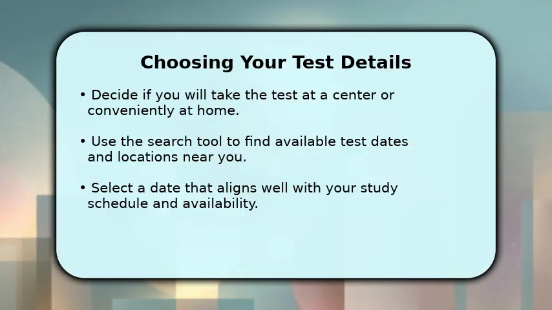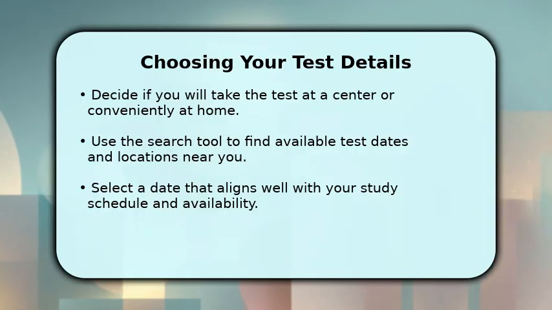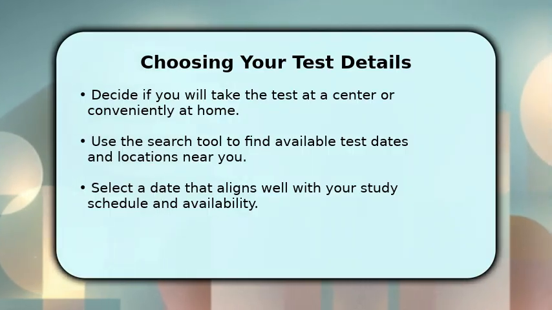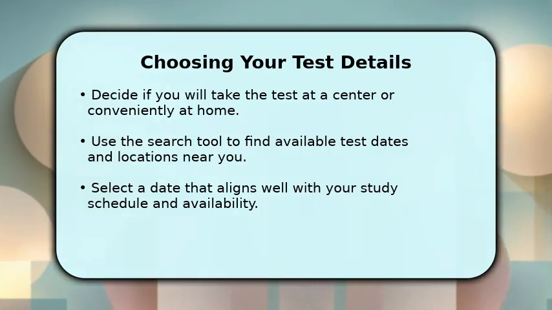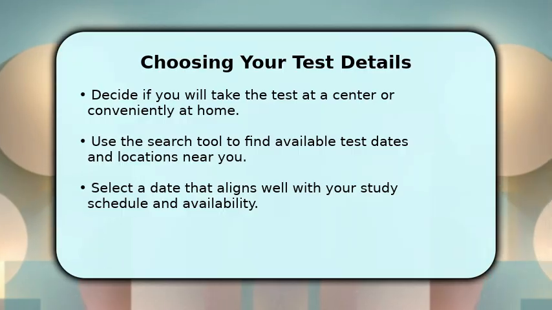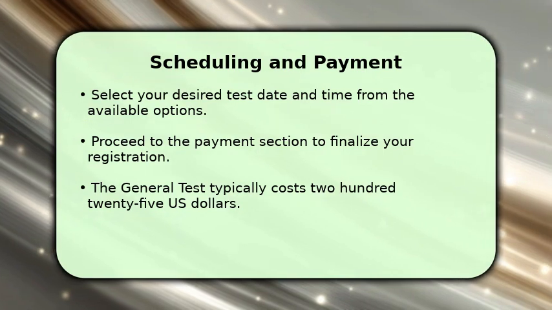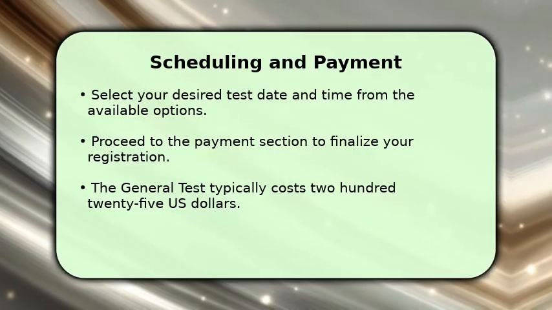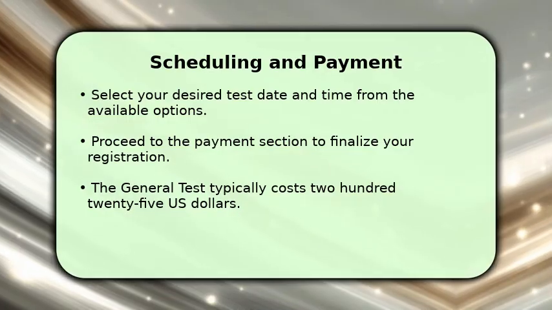Utilize the search tool on the ETS website to explore available test dates and locations that are convenient for you. When making your selection, consider your study plan and personal availability to ensure you choose the best possible date. Once you have identified a suitable date and location, you will select your specific test time slot from the available options. After confirming your choice, you will move to the payment section to complete your registration.